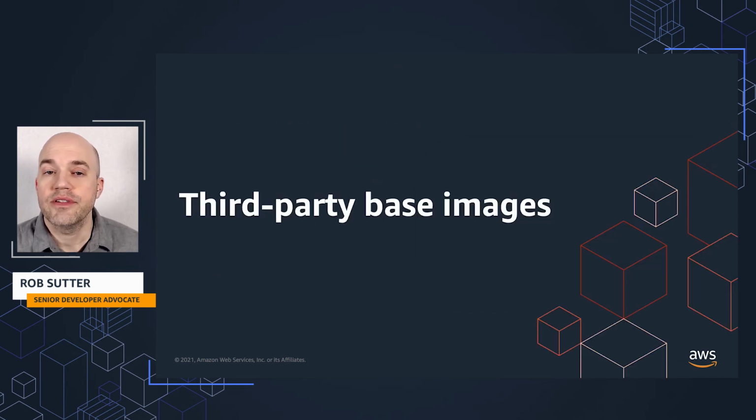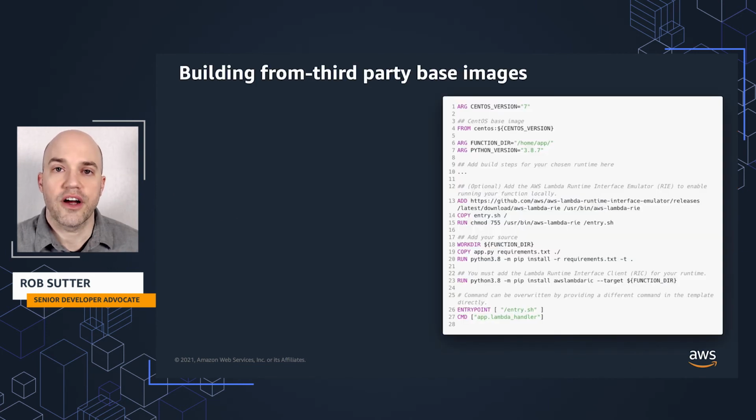Now, there are certain times when the AWS provided base images may not be the best use for your scenario. For example, you may have compliance requirements that require you to inspect or own the entire operating system on your container images. Or you may have made investments in custom tooling or security tooling for the same purposes. In that case, you can build your Lambda functions on top of third-party base images. This Docker file that you see on the right builds a Lambda function on the Python 3.8 runtime on top of CentOS version 7.